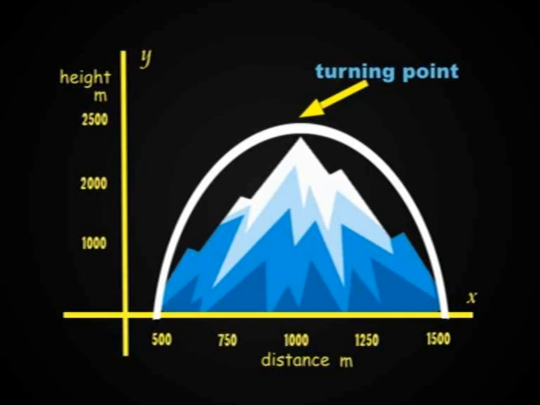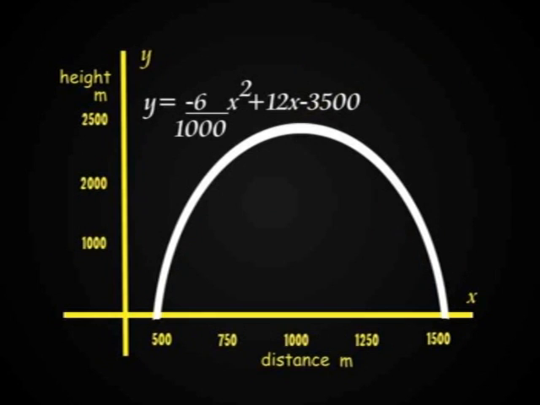This equation is given by y = -6/1,000 x squared + 12x - 3,500. Do not fret just yet as to how I got to this equation. The important thing to note is that the highest x power or exponent is 2. This indicates that it is a parabola, or that there are two x values for every one y value.